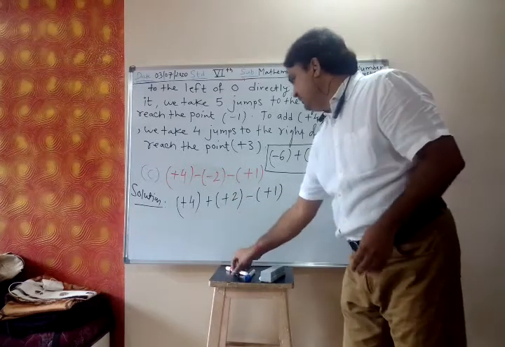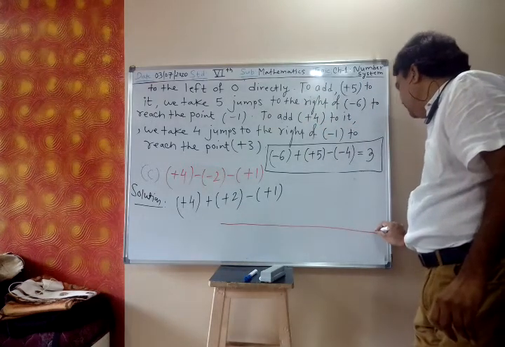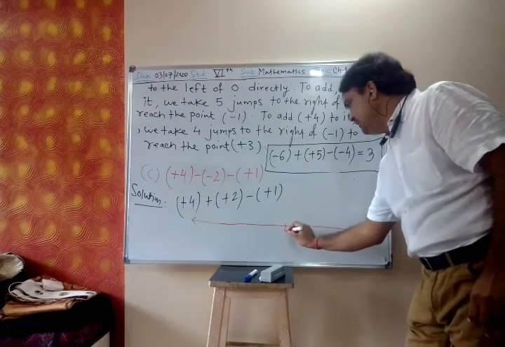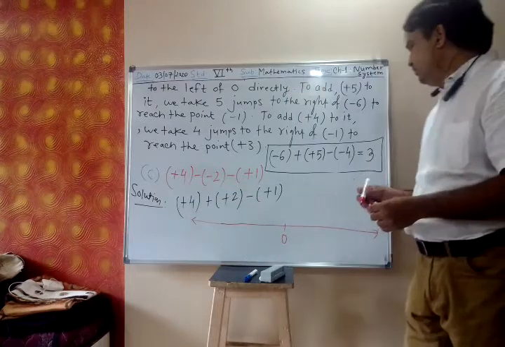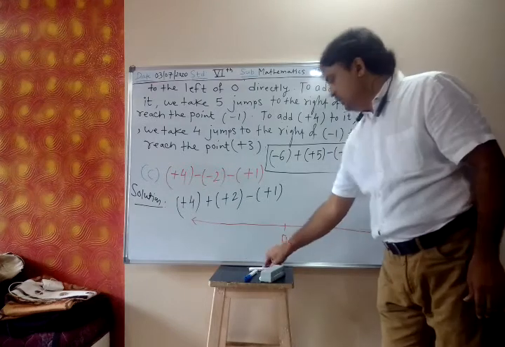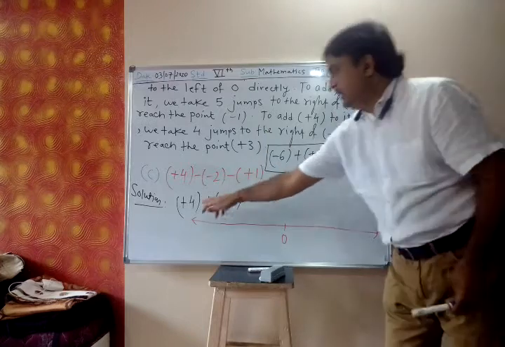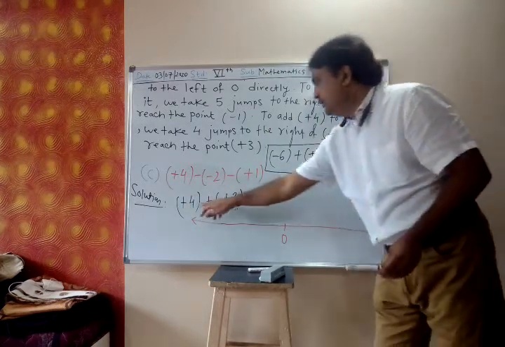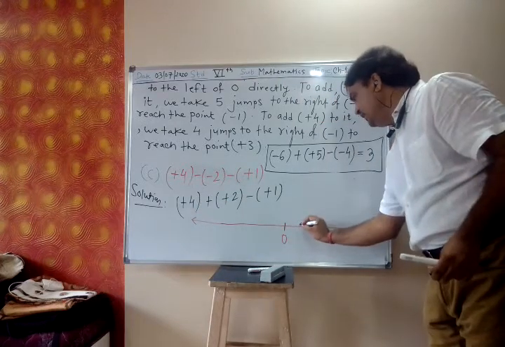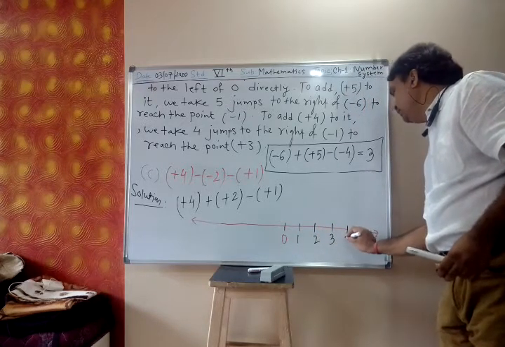Now let me draw the number line. First I will represent the number plus 4. Whenever the sign is plus, you have to move to the right. Plus sign means move to the right. How many steps? 4 steps. 0, 1, 2, 3, and then 4.